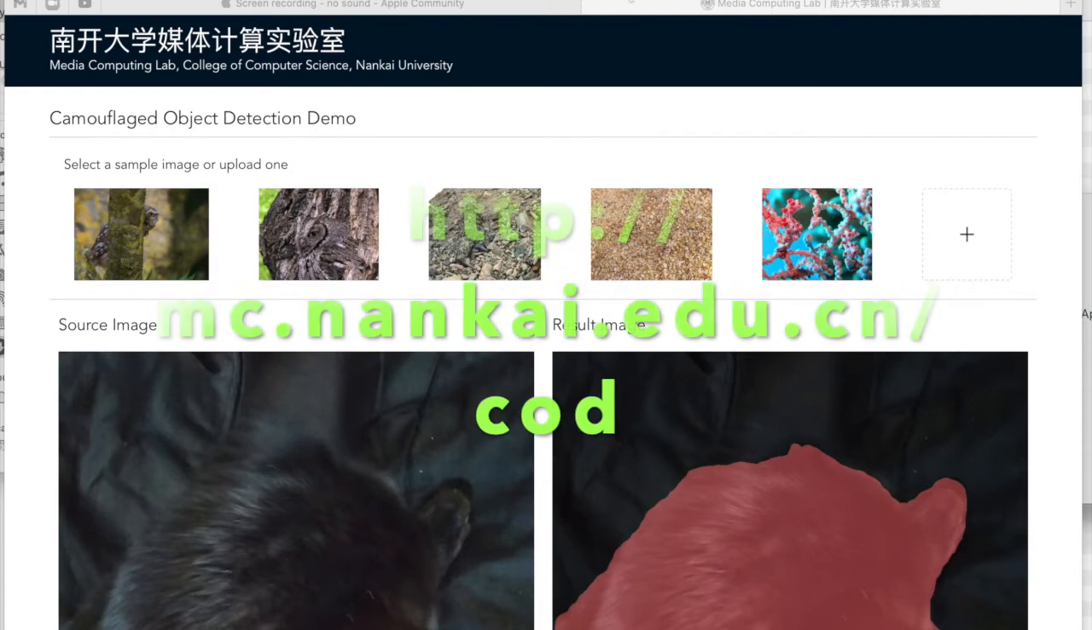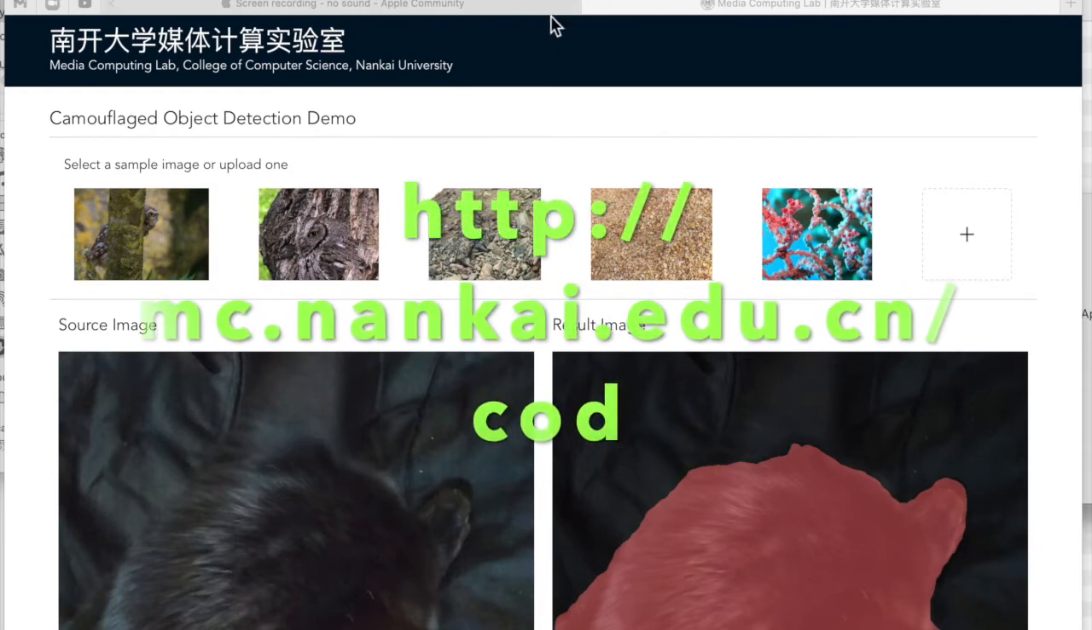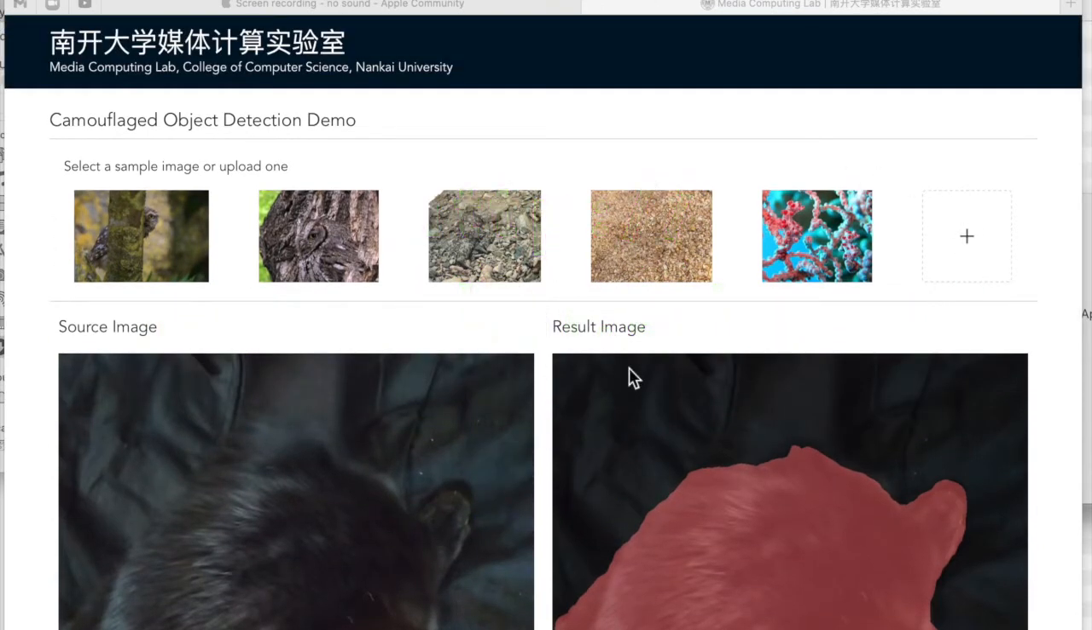So I was hoping there was some software that could look at a camouflaged shelter, a debris shelter, or in this case, my tarpaulin on the beach, and would the software be able to detect me? The University of Nankai in China, mc.nankai.edu.cn, and it allows you, if you click on this square, to upload a picture.